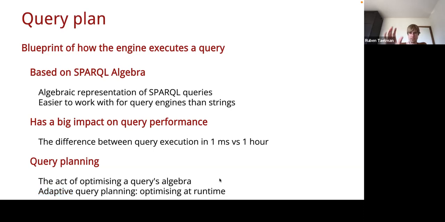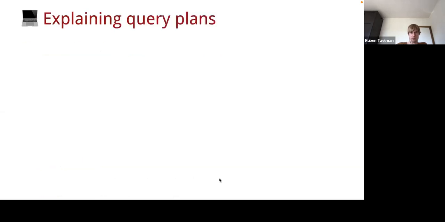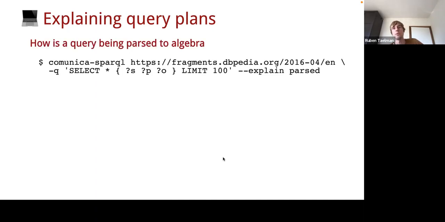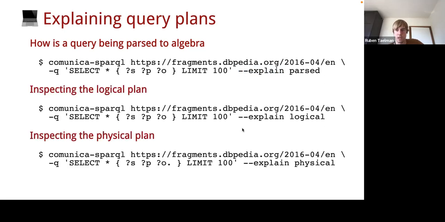Okay, in case you would want to see this query plan, this is more for really advanced users, or if you want to develop something in Comunica yourself, there is an easy way of printing these query plans. You can, for example, do this on the command line using the explain option. And there are actually 3 different explain modes. I'll just jump back to my console to show you this.